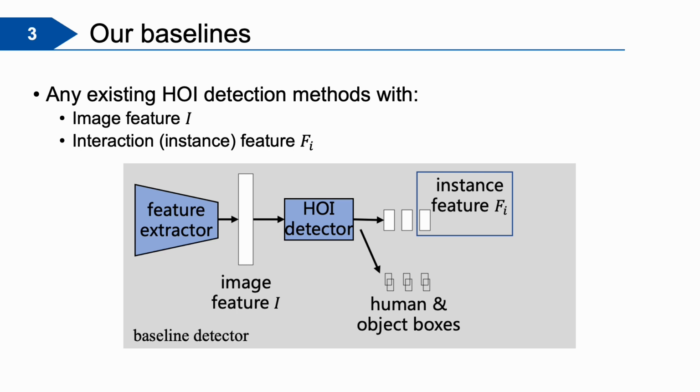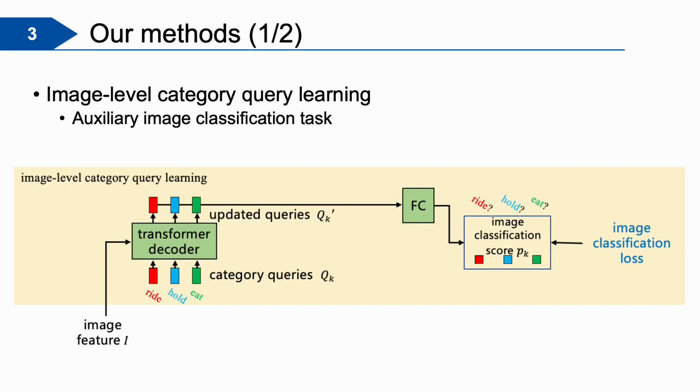We only need a baseline to provide two kinds of features. The first is image feature, and it can be taken from any feature extractor. The second is interaction feature, or we call instance feature. They are provided by any methods. With this abstract simple baseline, our method has two further steps.